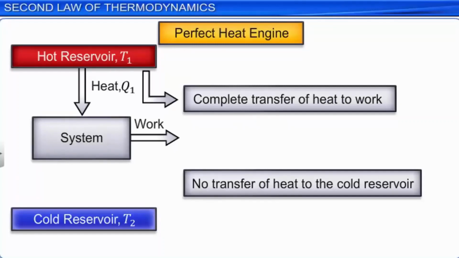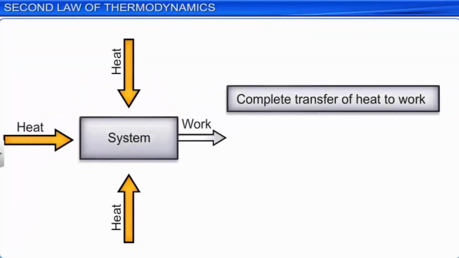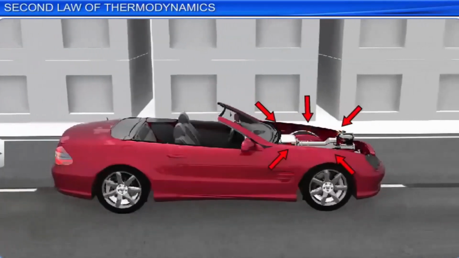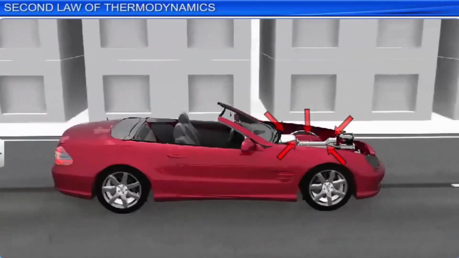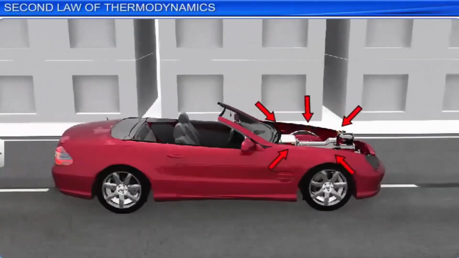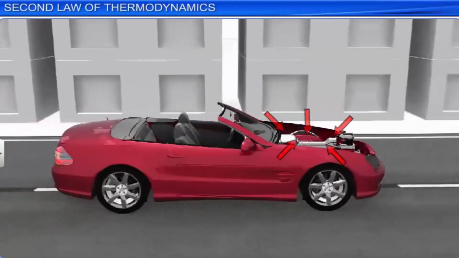For example, if an engine can convert all the heat to work, it need not take heat from a hot reservoir, but it could absorb heat from its surroundings and convert it into work. If that were possible, a car engine could have taken heat from the surroundings and run the vehicle without burning fuel. In fact, the process of converting heat completely into work is consistent with the first law of thermodynamics. But it seems that nature has put a constraint on such processes.